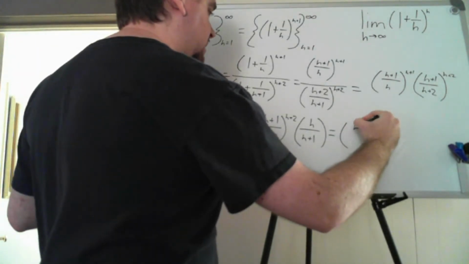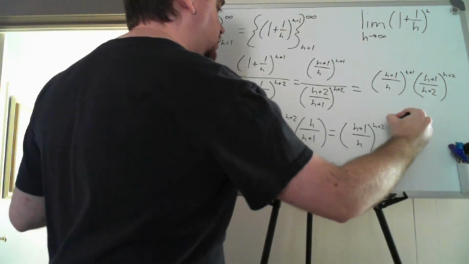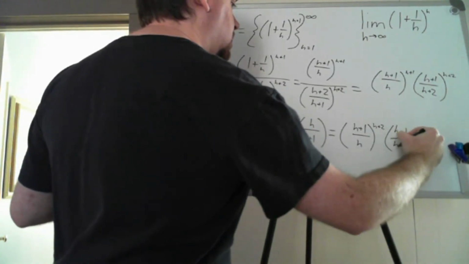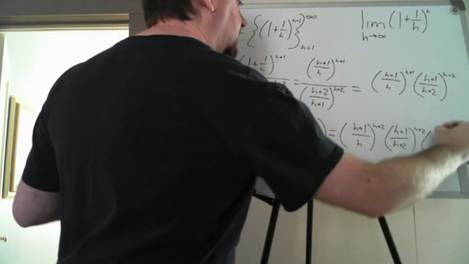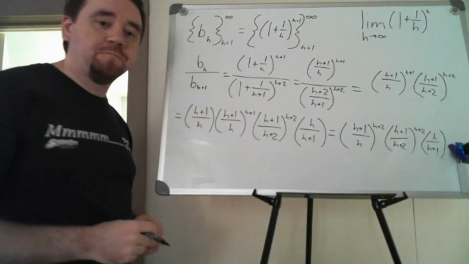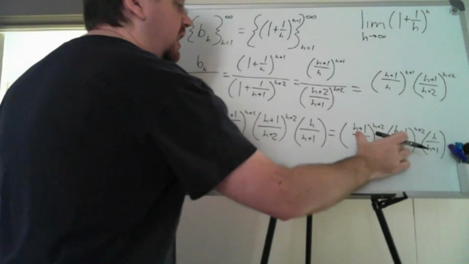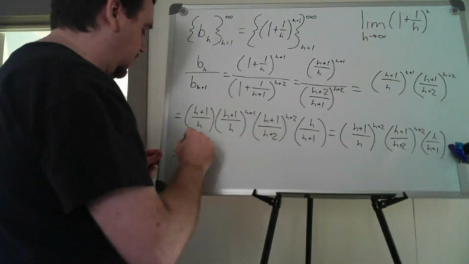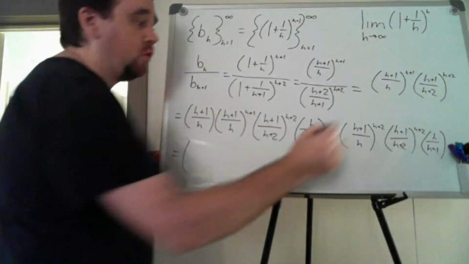So I've got (h plus 1) over h to the h plus 2 times (h plus 1) over (h plus 2) to the h plus 2 times h over (h plus 1), that little leftover guy. And now I simplify. Same exponent means I can multiply the bases together. And again, I want to be careful. I've got this times itself. There's a binomial, so I'm distributing.